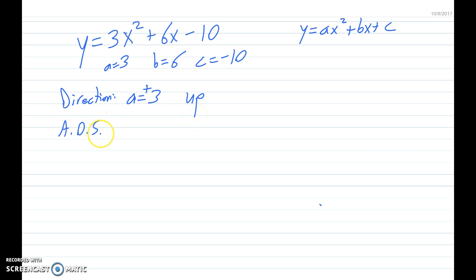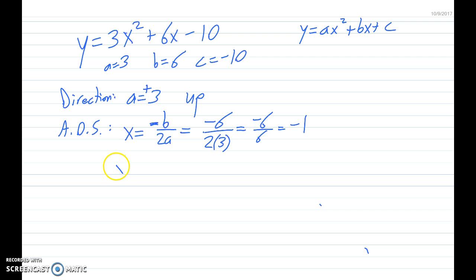Next thing we look for is the axis of symmetry, and that is always found in standard form at x equals negative b over 2a. So in this case, negative b, that would be negative 6 over 2a, which gives me negative 6 over 6, which gives me negative 1. So my axis of symmetry is actually x equals negative 1. And remember, it is a vertical line, which is why we always have the x equals part.